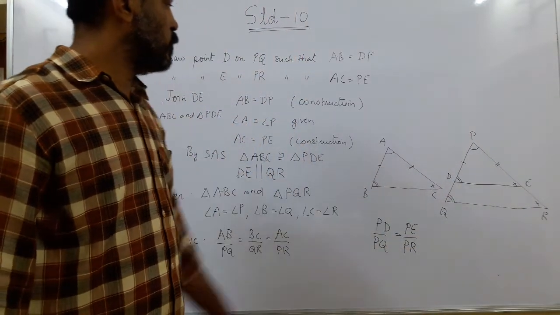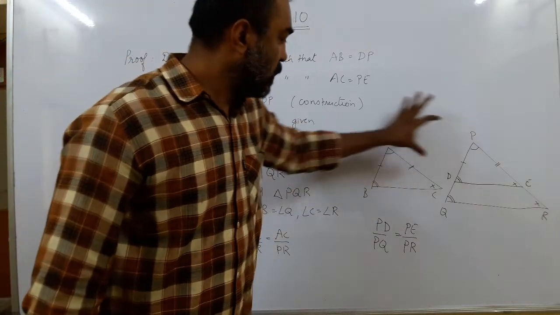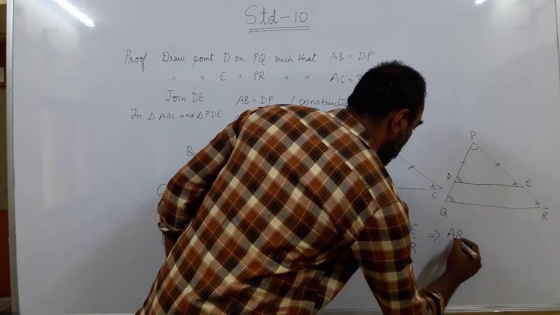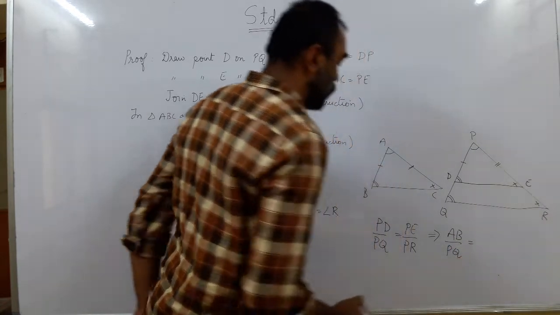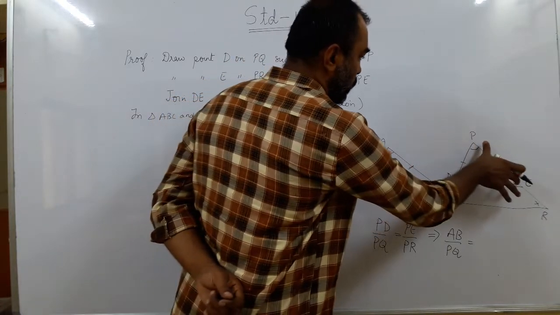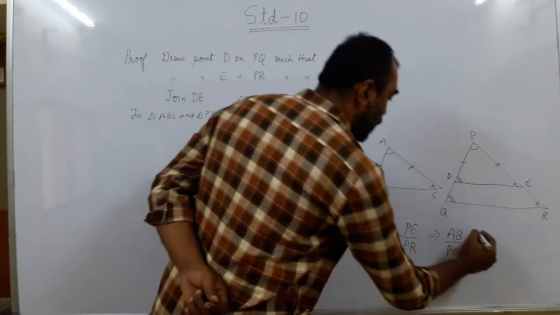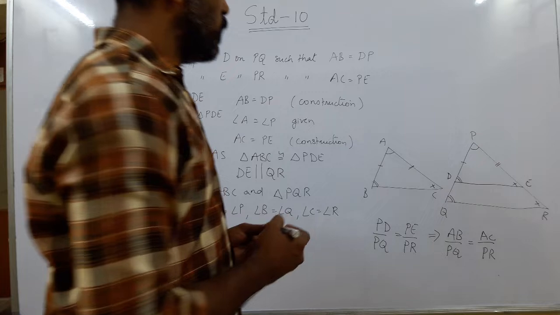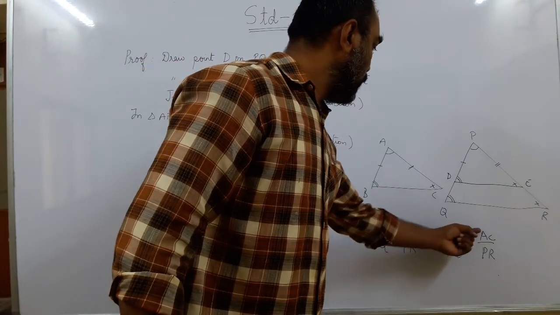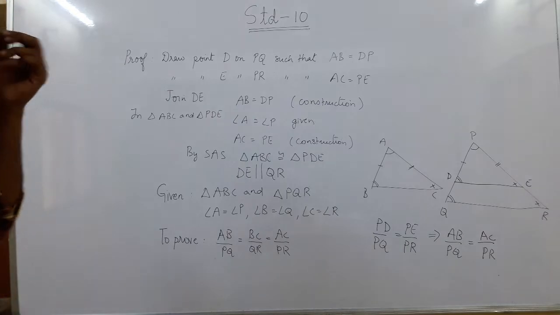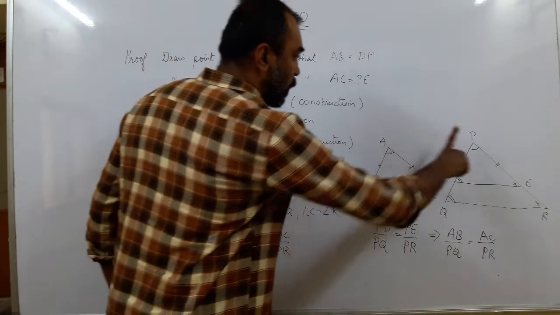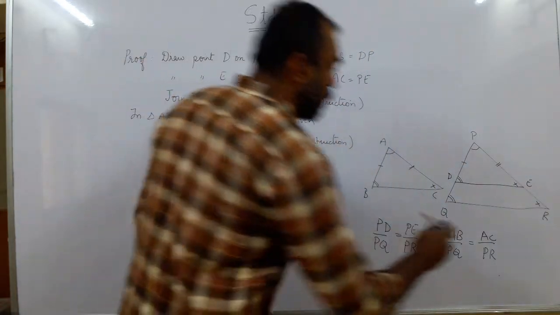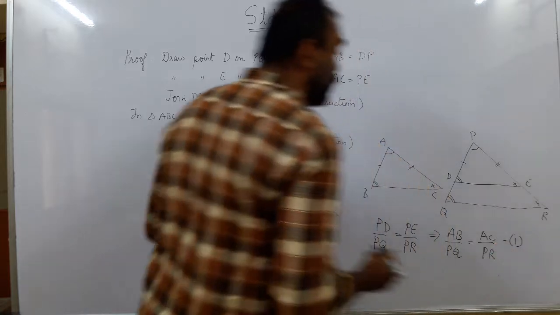Now, what is PD equal to by construction? PD was equal to AB. Yes, we have drawn it. So now we can write AB upon PQ equal to PE upon PR. But PE is equal to AC. So instead of PE I can write AC upon PR. So this is what I got: AB upon PQ equal to AC upon PR. This is the one thing I have done. I have shown AB upon PQ equal to AC upon PR. Okay, one. But the theorem doesn't end here. We do not know the whole thing.